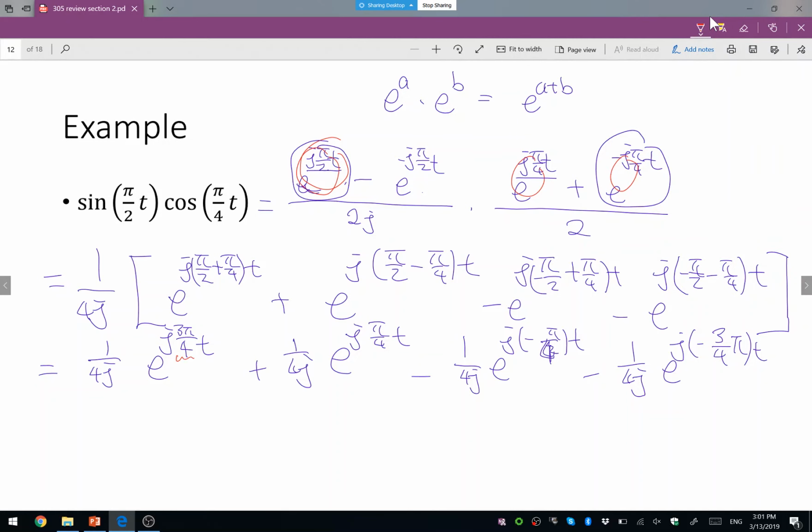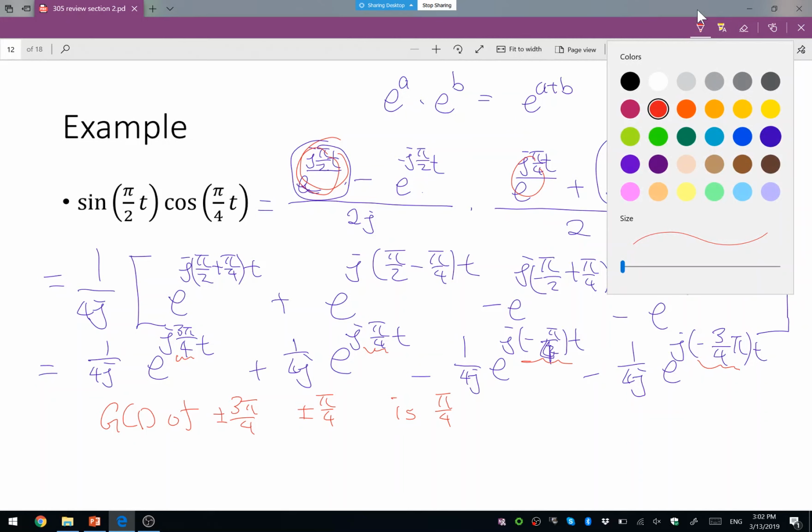So this part is its frequency. We try to find the GCD of all of these frequencies, and obviously the GCD of plus or minus 3 pi over 4 and plus or minus pi over 4 is pi over 4. Next we are going to conclude the Fourier series coefficients.